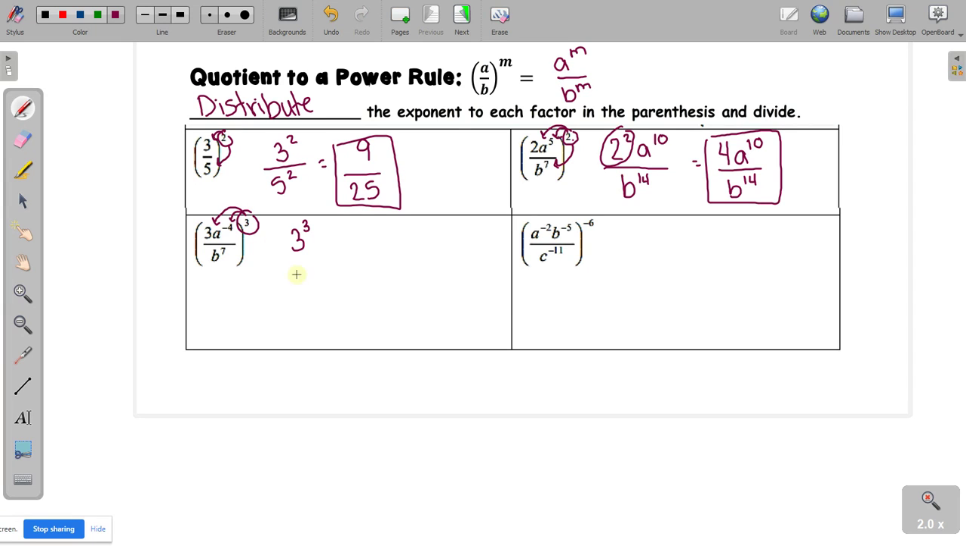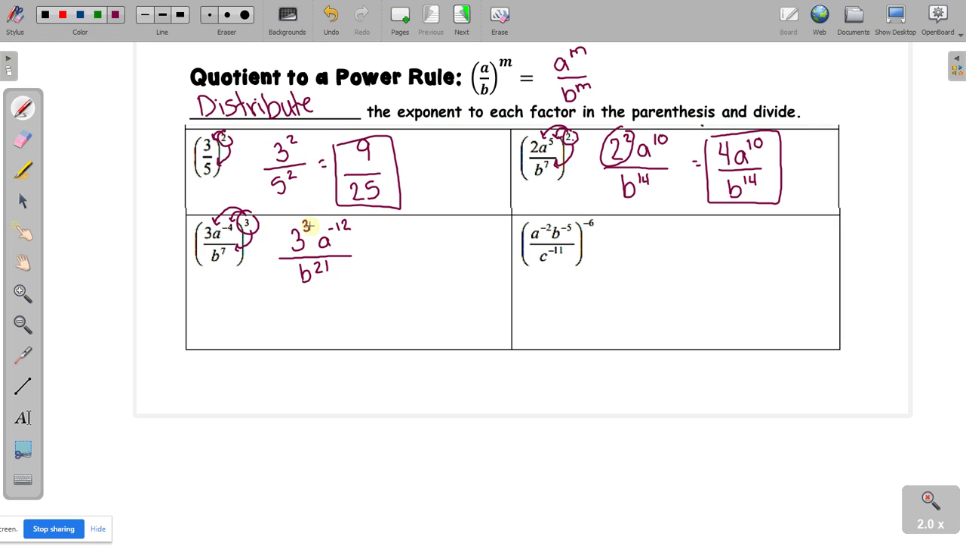Distribute it to the a. A to the negative 4th raised to the 3rd. Multiply. Negative 4 times 3 is negative 12. And then distribute it to our denominator here. B to the 7th raised to the 3rd. 7 times 3 is 21. So b to the 21st.